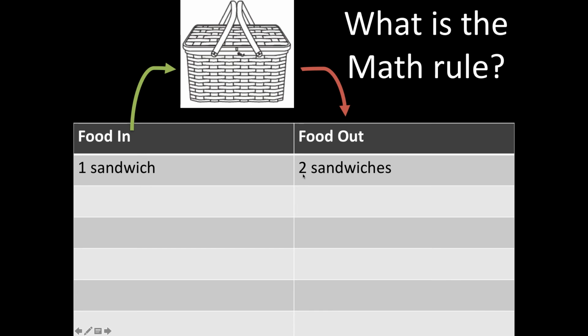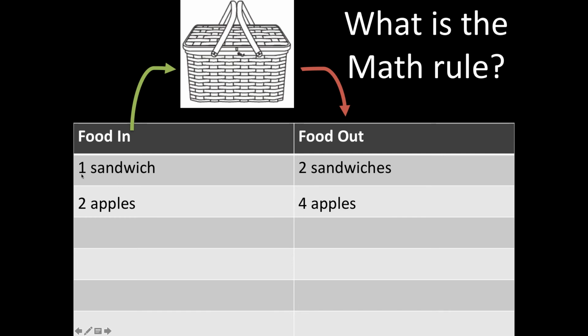Well, I know that 2 is 1 more than 1. So maybe the rule is whatever number this is, we add 1. So whatever this number is plus 1. Let's find out. Let's try it out with apples. So we have 2 apples going in and 4 apples going out. So let's apply the same rule. 2 plus 1 equals, it doesn't equal 4. 2 plus 1 equals 3.